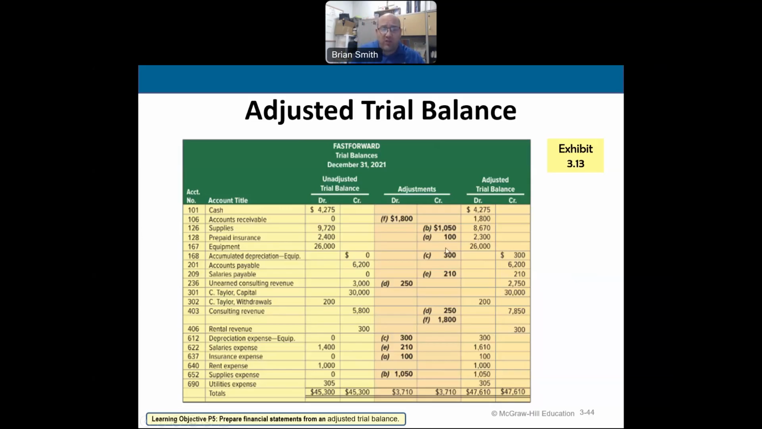Now, these are all of the exact same adjustments we did for Fast Forward. If you went back through the slides, you'd see every single one of these things are ones we identified and went through. And then the adjusted trial balance is what we're going to do from the unadjusted trial balance. We're either adding or subtracting. Well, in this case, all adding. We're adding to those and showing the new balance in the adjusted trial balance.